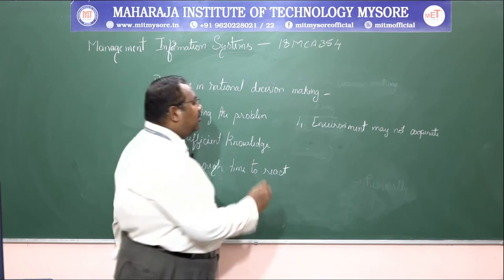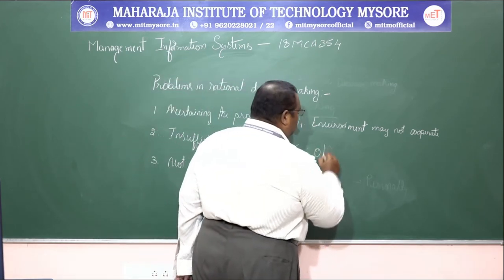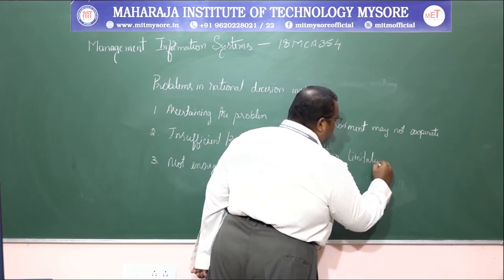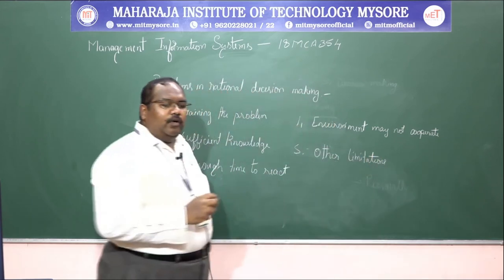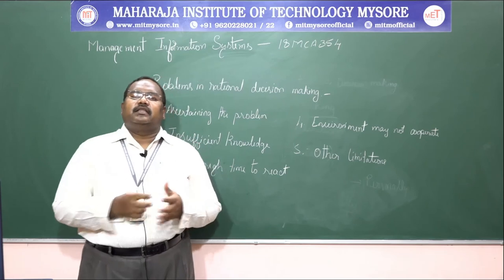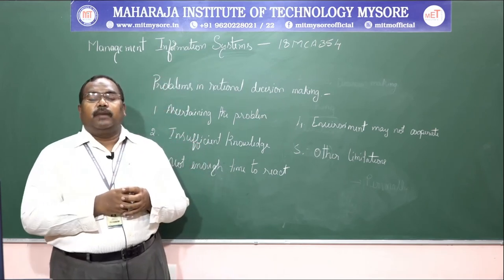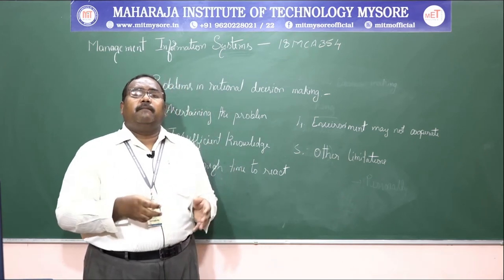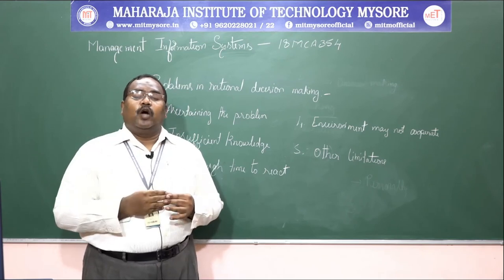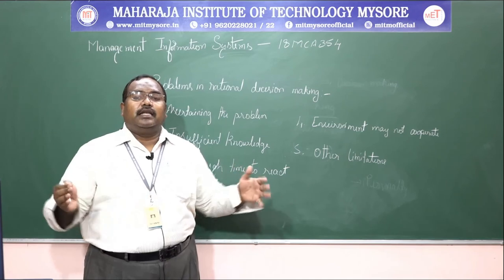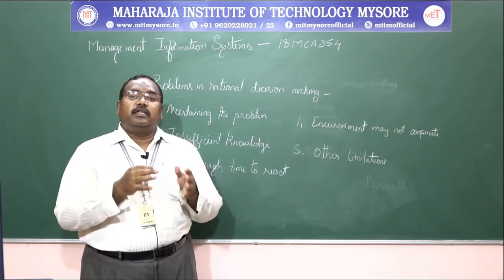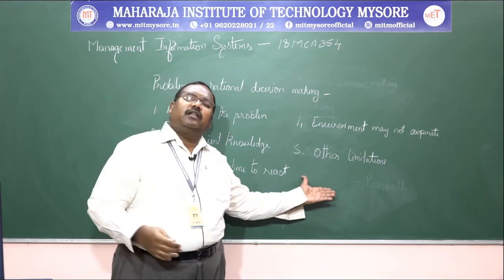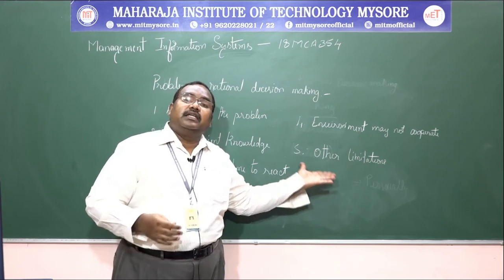And finally, there are a lot of other limitations. What are the other limitations that bind him from doing all these things? It might be the compromising nature with respect to other people. The decision made by him might not be acceptable to others, or it is not within the limitations of the organization. The decision made by him is not supported by the environmental factors. So there might be n number of other limitations associated with the decision of a manager.